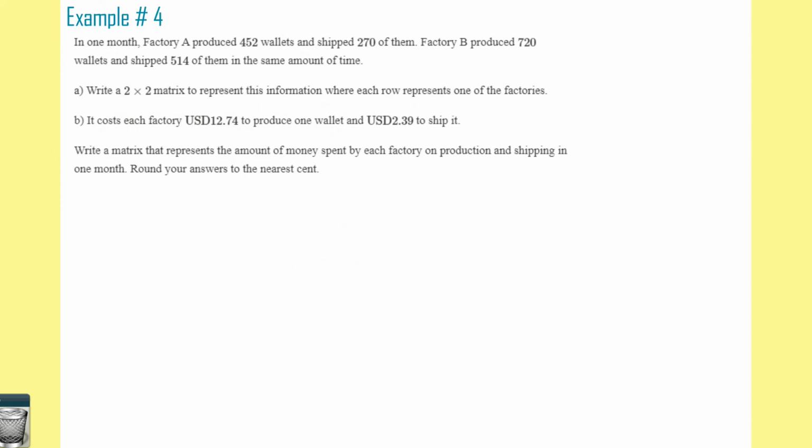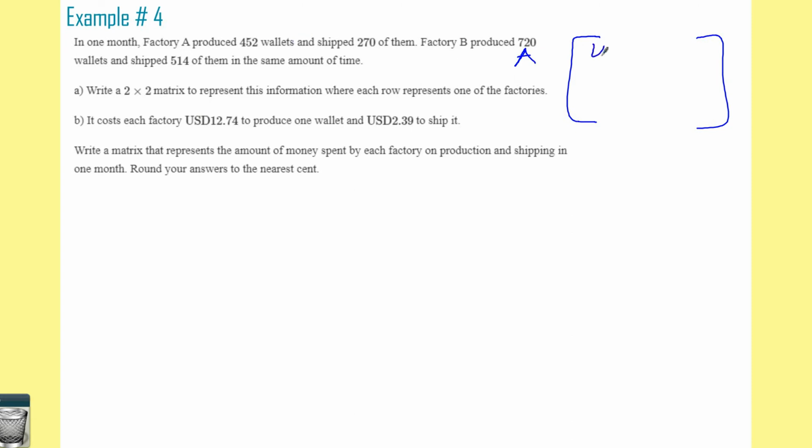Okay, another word problem. So it wants us to write it as a 2 by 2 matrix. Oh, I should probably use a different color. Okay, so a 2 by 2 matrix: 2 rows, 2 columns, and each row represents one factory. So I'll let the first row be factory A.